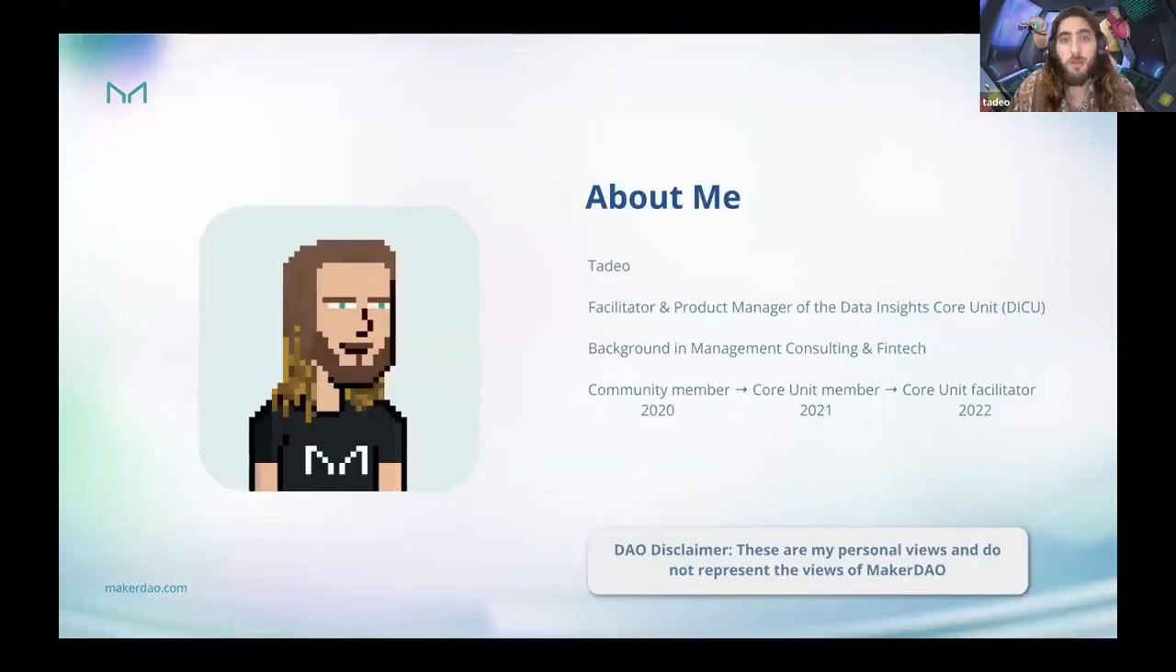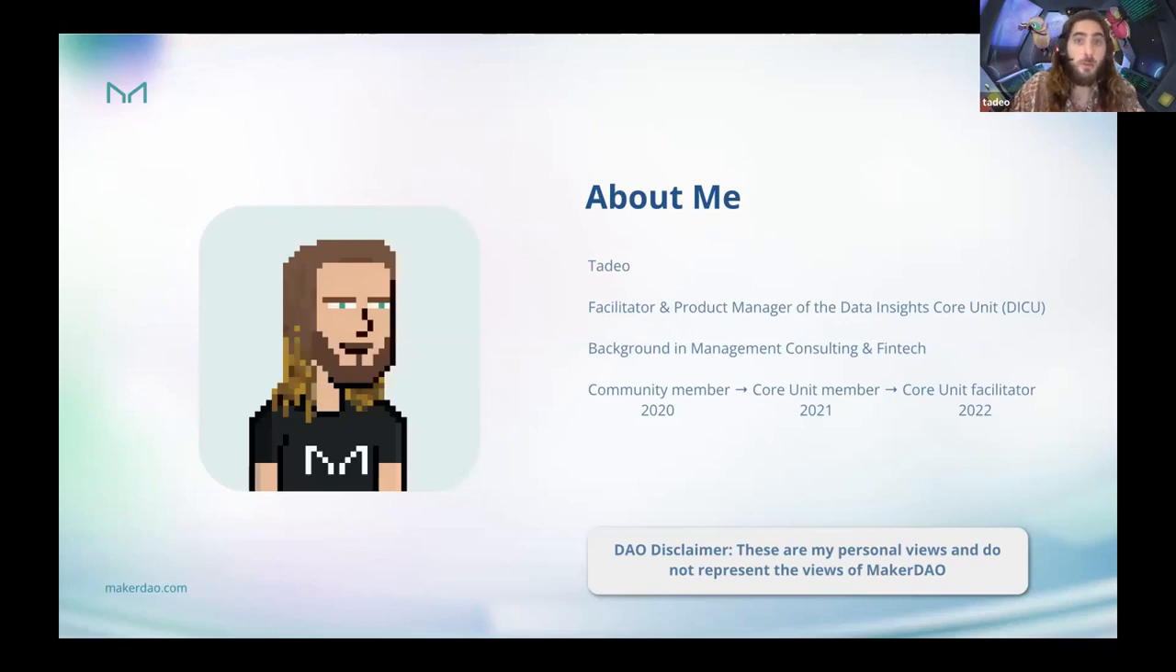A small thing about me. I'm the facilitator and product manager for the Data Insights core unit. When I say a core unit, it is essentially a team within the organization. Our main mission is to make data as available as possible to as many people as possible within MakerDAO and the extended community. My background is in management consulting and fintech.